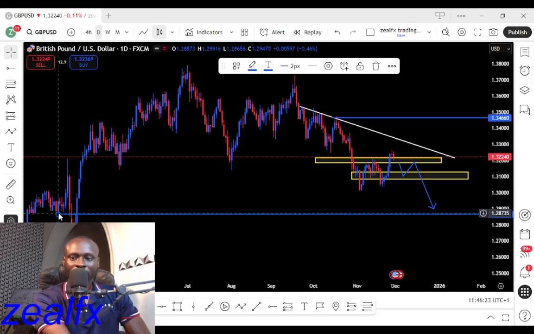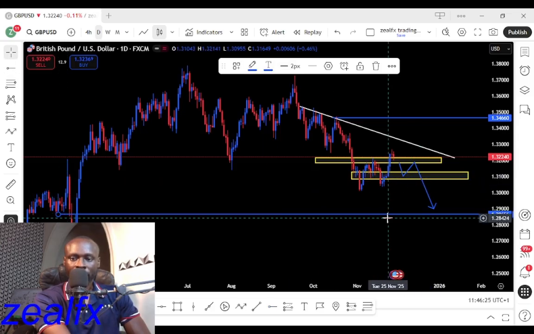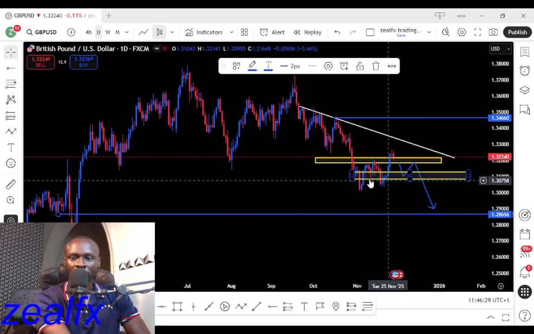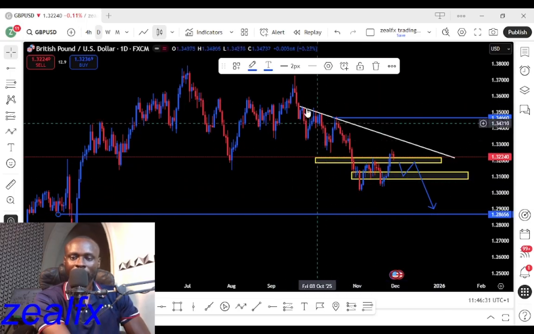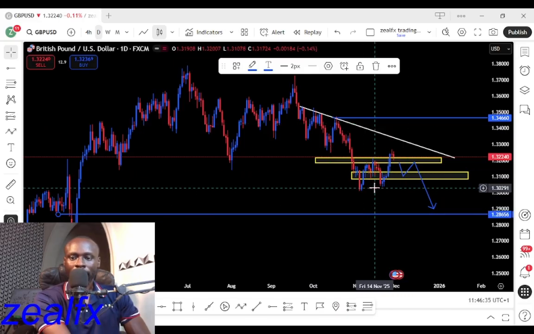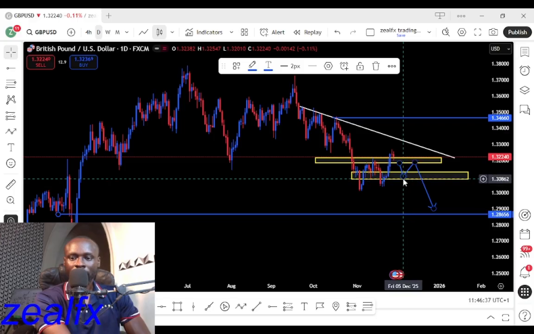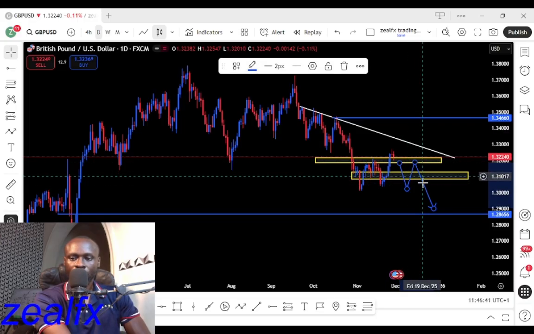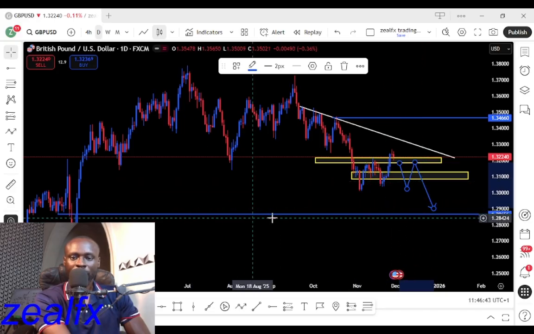support level. If there's any break, we expect price to move to this support level because our structure still remains on the downtrend on the Great British Pounds USD. We have this downtrend structure. But we have this lower low and a higher low. We need price to clear it. If you can see price break below it, it will also be a good option for us to look for a selling opportunity for the Great British Pounds USD.